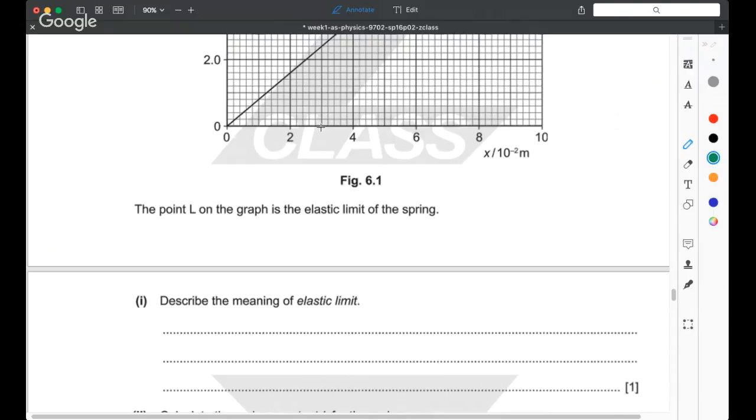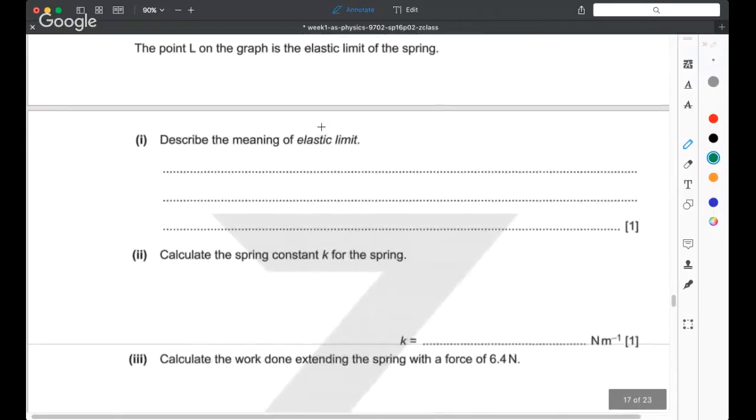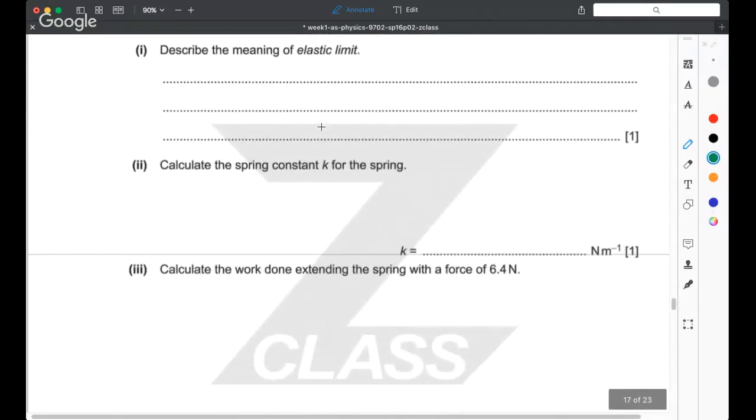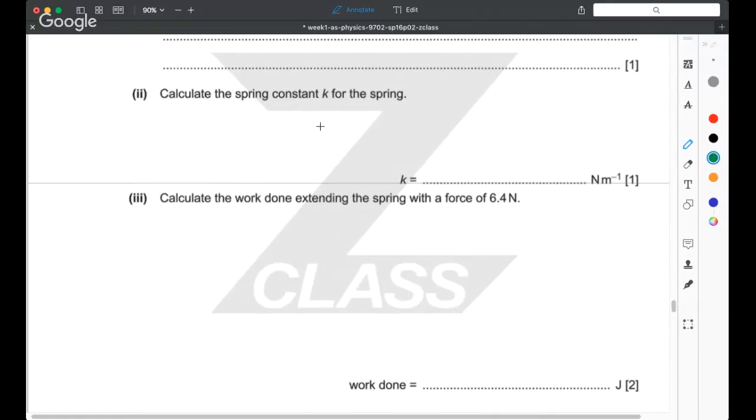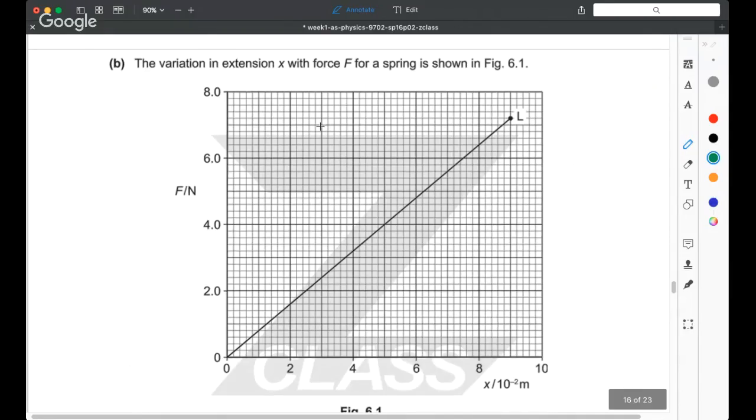Next one. It's not actually just a spring, it's any material. Isn't that the gradient of the graph you just need to use? Yeah. It is a gradient. So how do you calculate the gradient? It's the change in y over the change in x. But how do you do that? You can take any two points, can't you? Any two points.